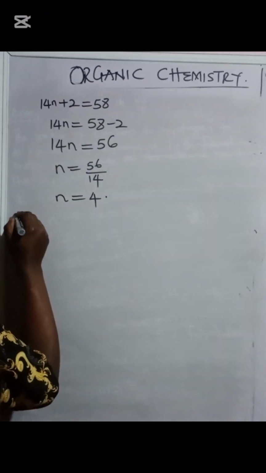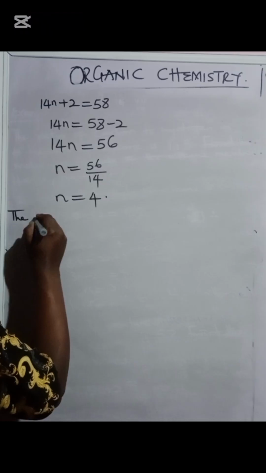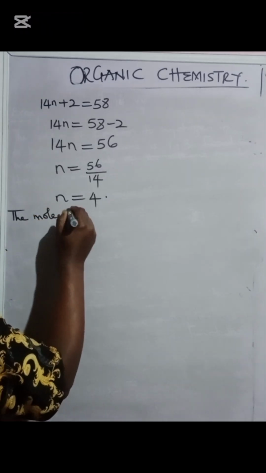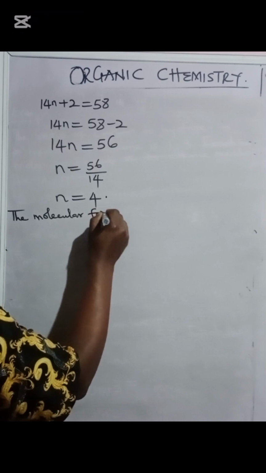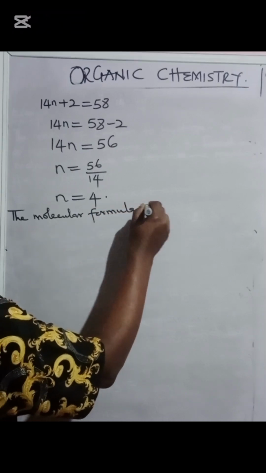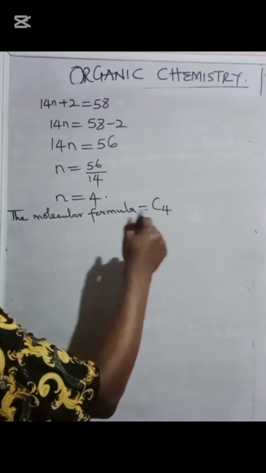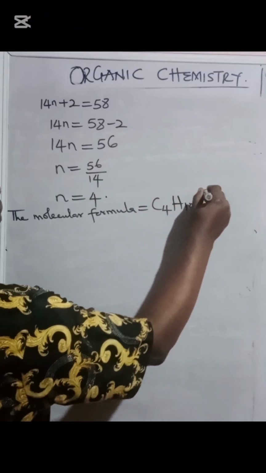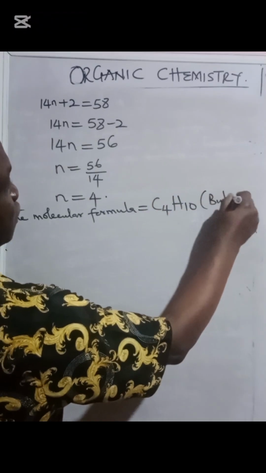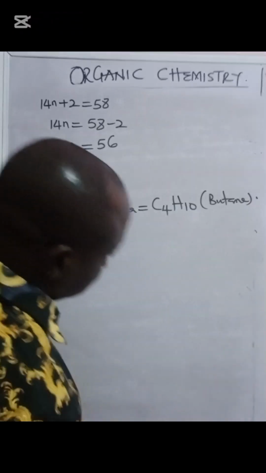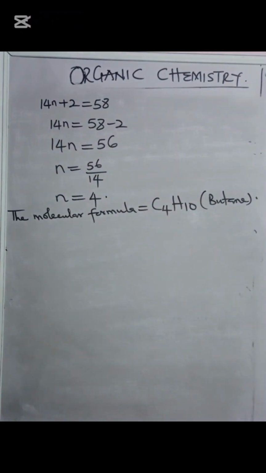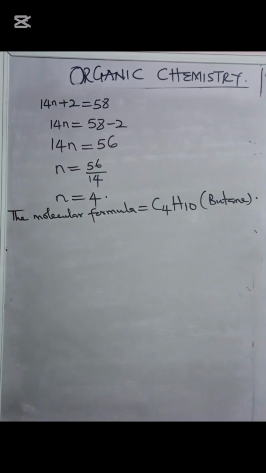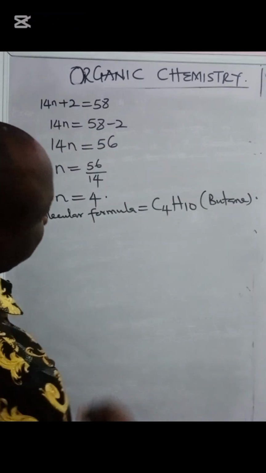So the molecular formula will now be C4H2n+2, which is 2 times 4, 8, plus 2 is 10. So this will be butane, and so on and so forth. Please take note of that. We have seen different examples.